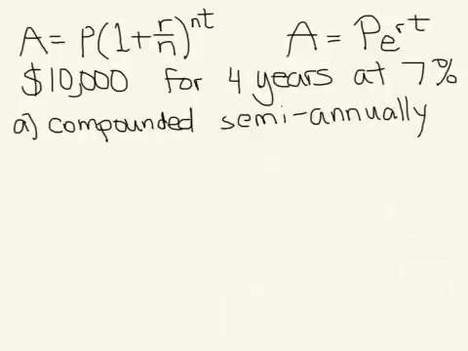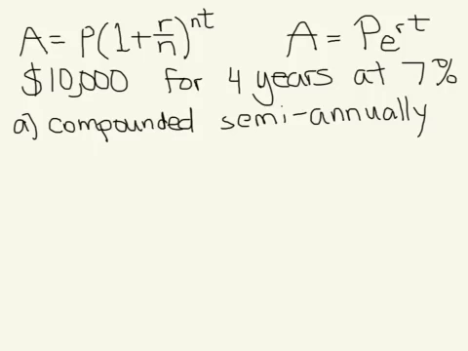Let's take a look at how to calculate how much money you would have if you invest it under compound interest. The terms that we're looking at today are $10,000 being put in for 4 years at 7%. And there are two possibilities.